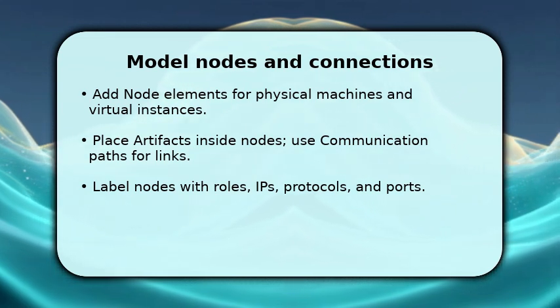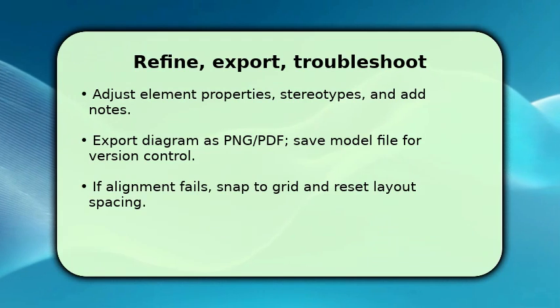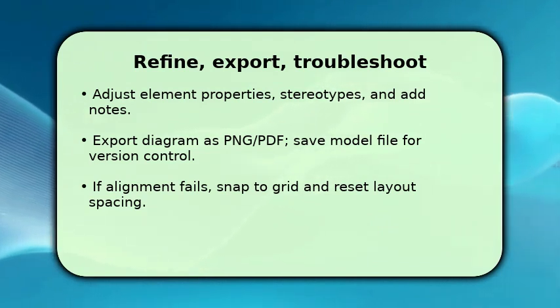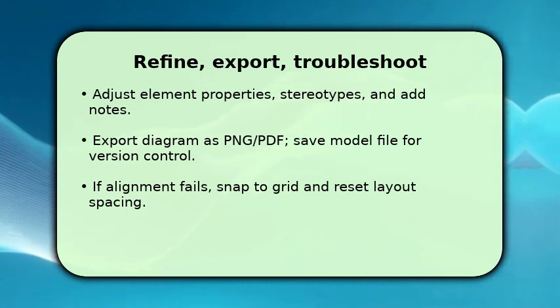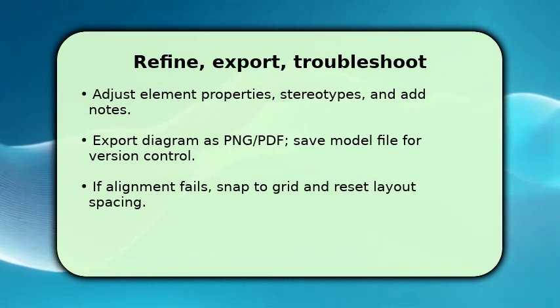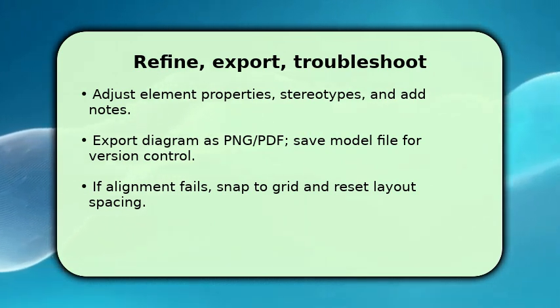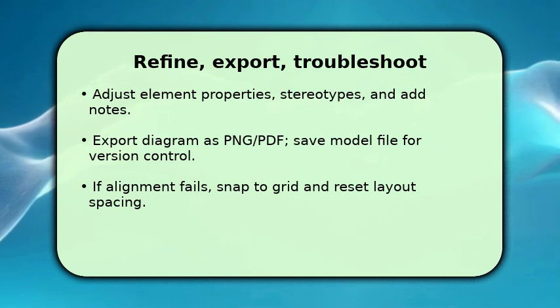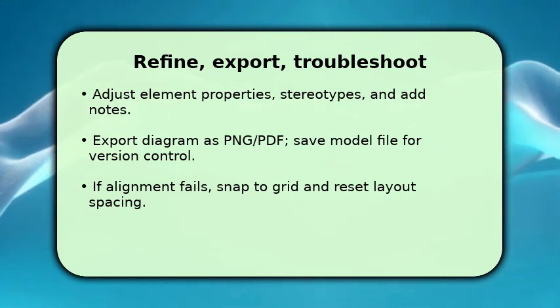Finish by refining and exporting the deployment diagram, then handle one common problem. You'll edit element properties and stereotypes to show OS, middleware, and versions. Attach notes for constraints like memory or storage. Once the layout looks clean, export as PNG or PDF for documentation, and save the StarUML project to your repo. If shapes overlap or links misroute, snap to grid, use auto layout, and reset layout spacing. This often fixes alignment issues without redoing work, so try that first.